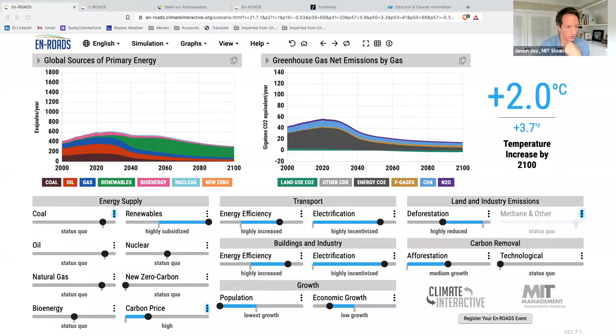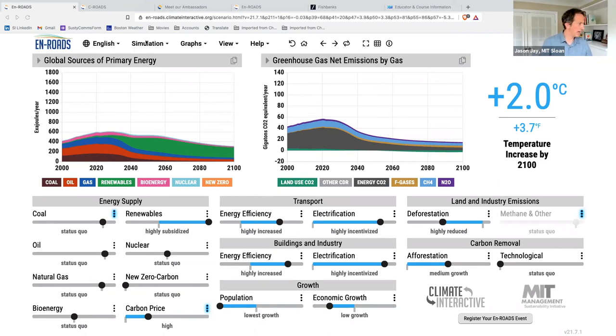So the way that we do it in EnRoads is that we don't close all of those feedback loops, we just closed some of them. We don't close any feedback loops to population, so we don't have any decline in population as a result of climate-related harms.